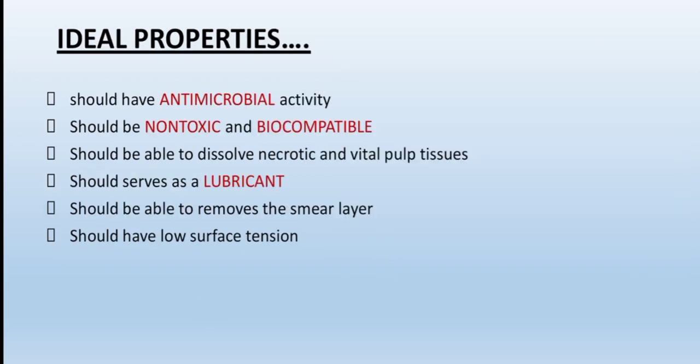Now, what are the ideal properties an endodontic irrigant should have? It should have antimicrobial activity, should be non-toxic, biocompatible, should be able to dissolve necrotic and vital pulp tissues, should serve as a lubricant, should be able to remove the smear layer, and should have low surface tension. So these are the ideal properties of an ideal endodontic irrigant.